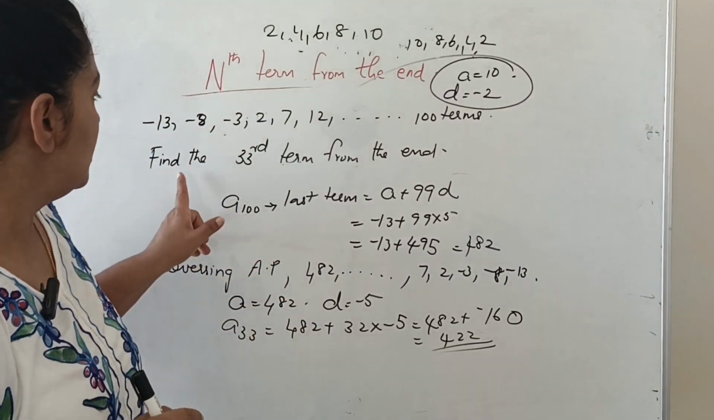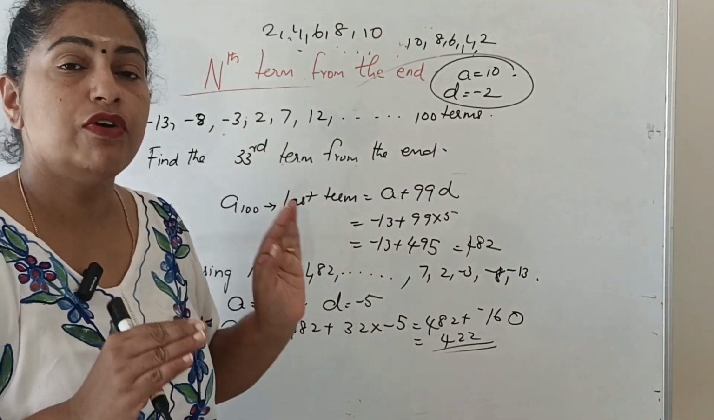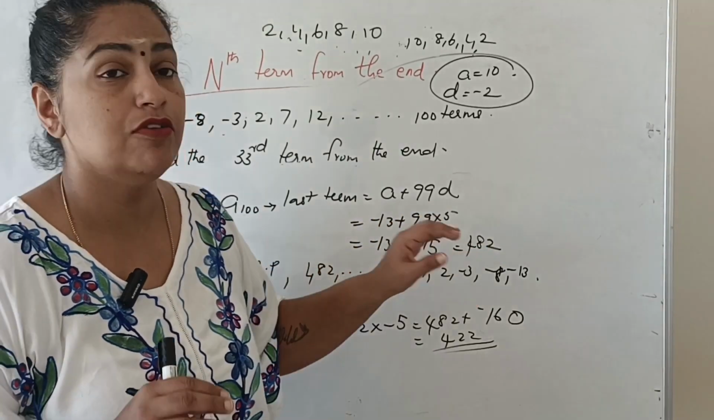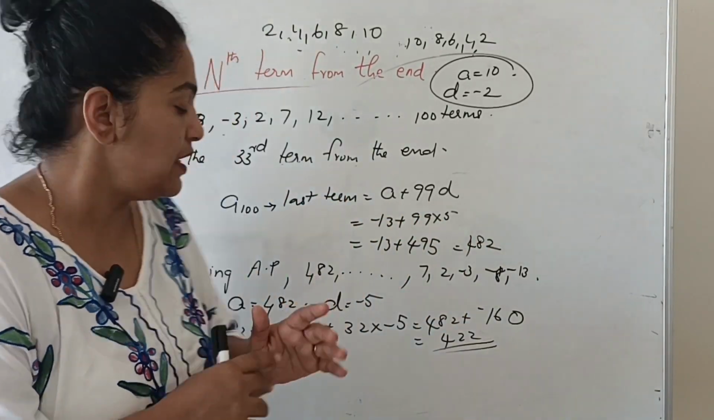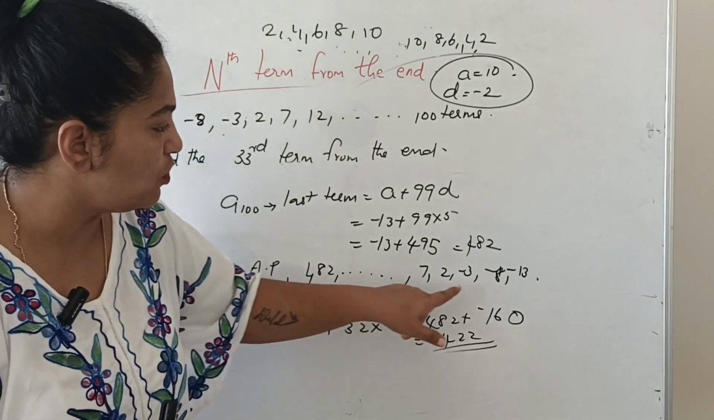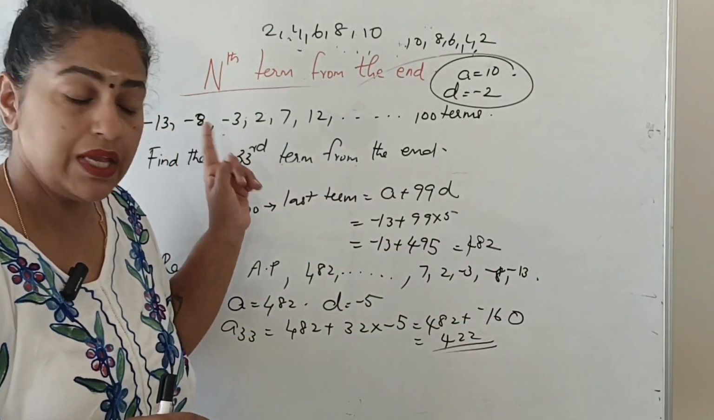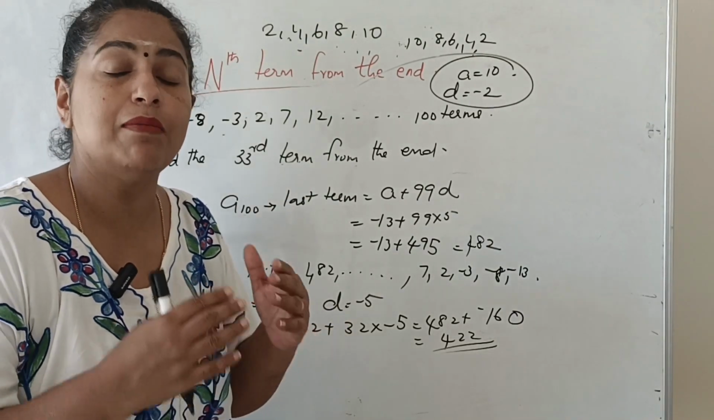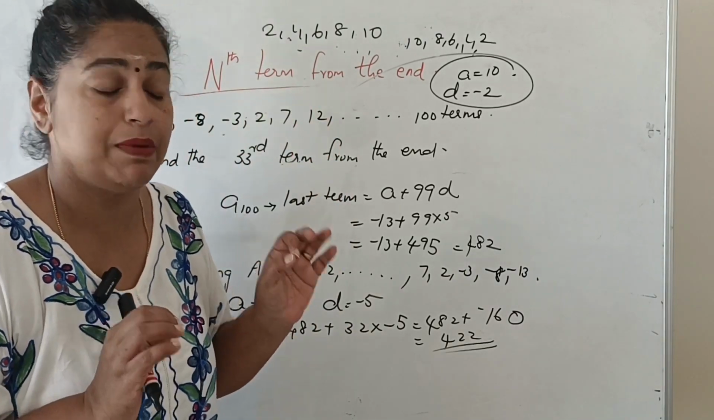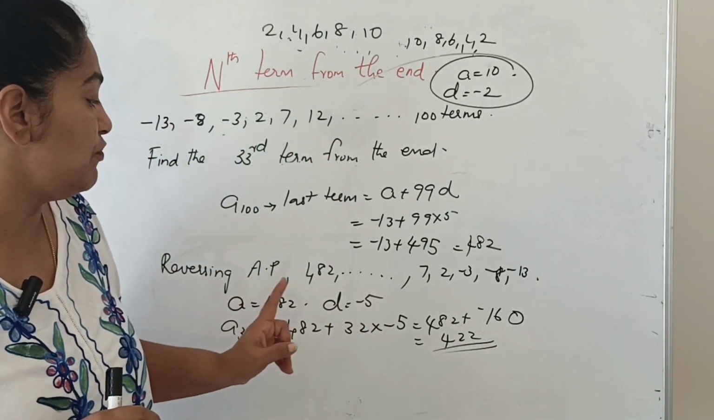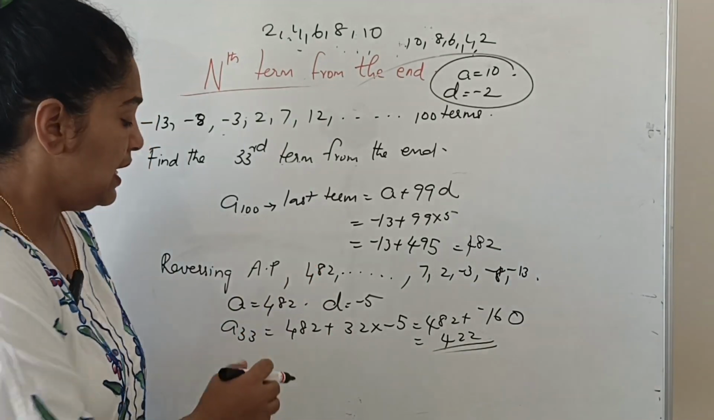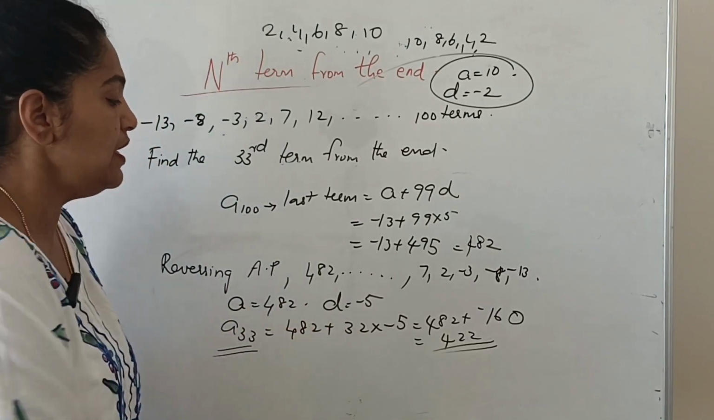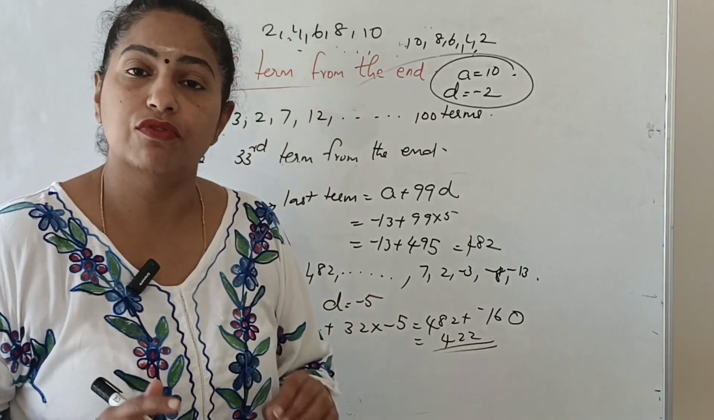Now our second method. It is going up to 100 terms. So I am finding the last term, which is the 100th term, which is given by A plus 99D. I am getting 482. Now I am reversing the AP. From 482, it is going up to minus 13. Okay. Now my first term is 482 and my common difference becomes minus 5 instead of the plus 5 in the original AP. So now I have an AP with common difference minus 5 and the first term 482. I just need to find the 33rd term as normal. So A plus 32D, you will get the value as 422.